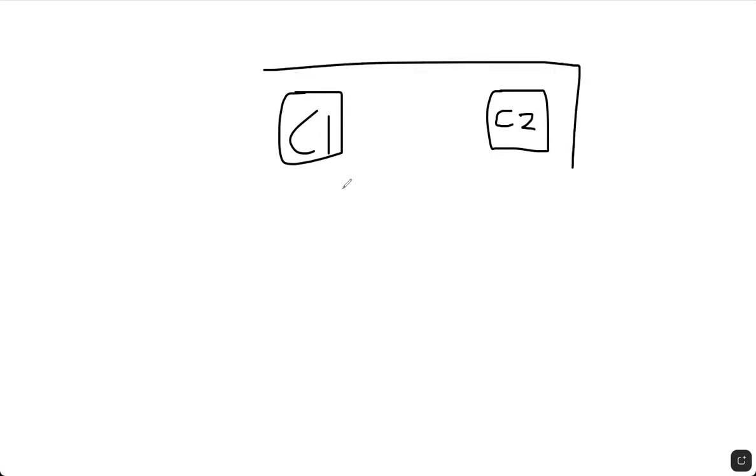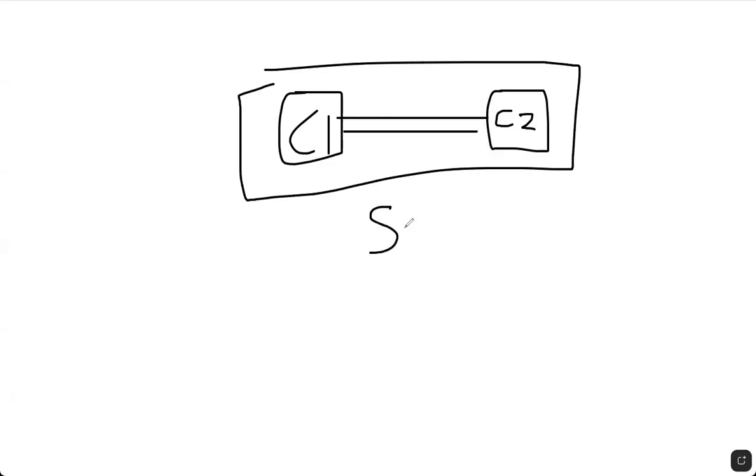So there will be controller 1, and there will be controller 2. Just like redundancy, we will have a cluster configuration, an HSRP or VRRP kind of setup. But in this case, there is a concept of SSO, stateful switchover.